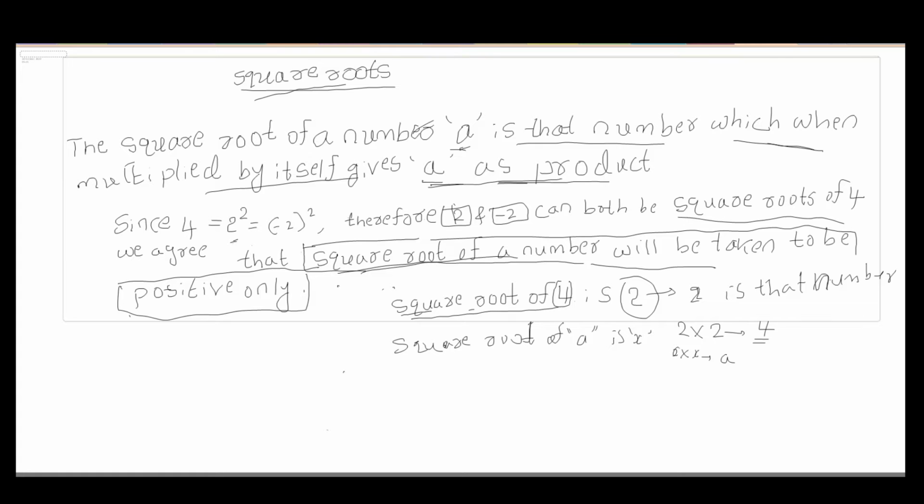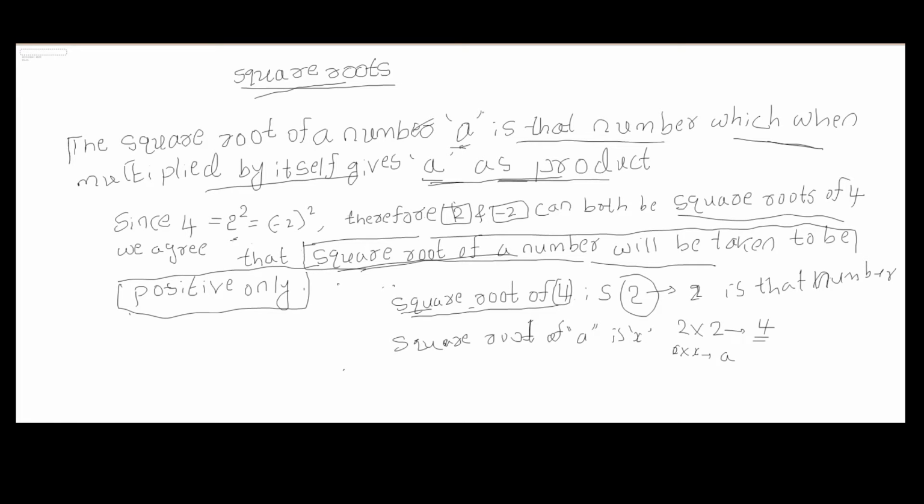Therefore, our next aspect is about the square roots. In order to understand this square root, very simple. The definition of square root means what? The square root of a number, for example, a, is that number which, when multiplied by itself, gives a.